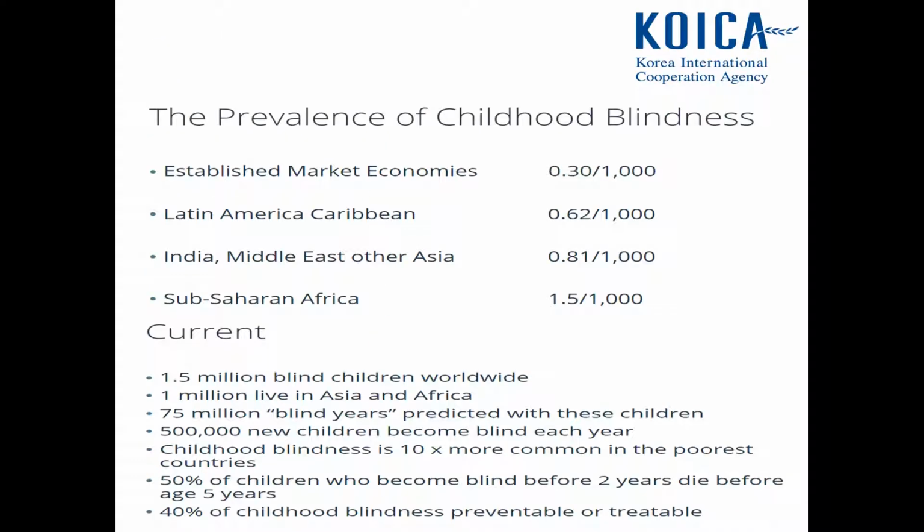In sub-Saharan Africa, the prevalence of childhood blindness is 5 times more than in the established economic world. And each year, 500,000 new children become blind for various reasons. And 50% of children who become blind before 2 years eventually die before age 5 years. But this is important: we can make a prevention and treatment for 40% of childhood blindness.